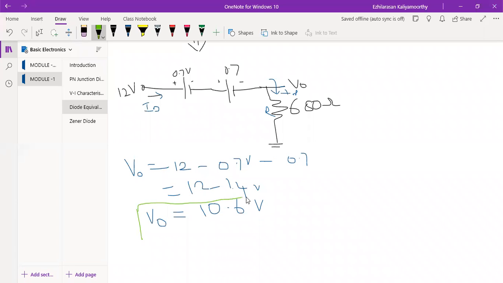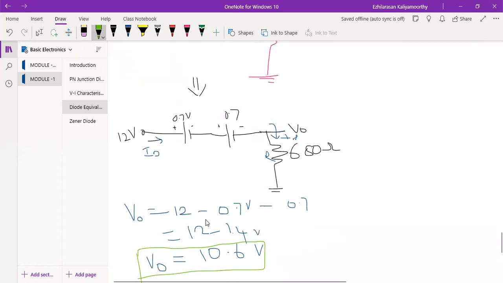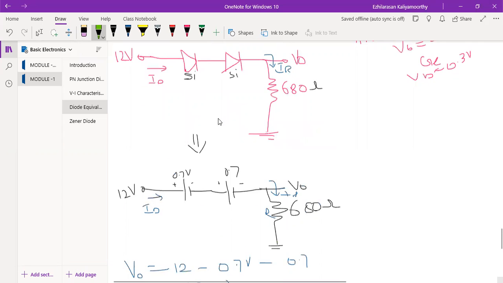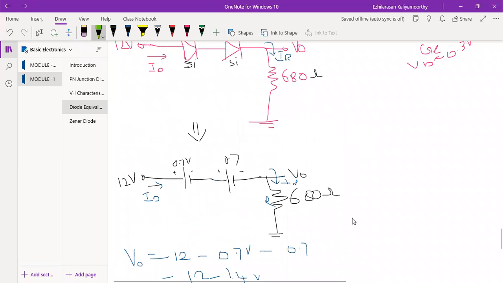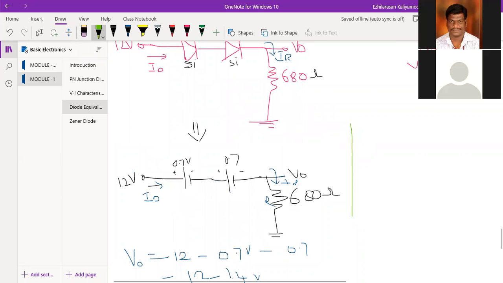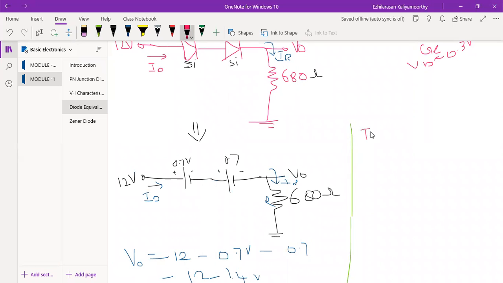So we got the first one. What is next? We have to find out ID. So let us find out ID from this figure. It is very simple. ID is equal to the same current IR, because it is actually IR only. ID is equal to IR.